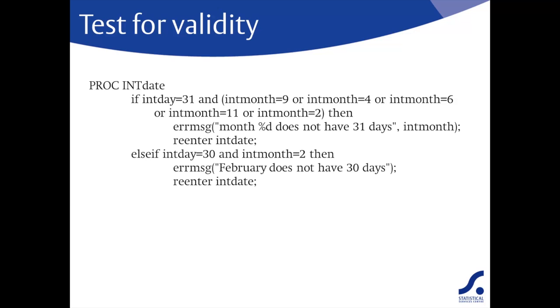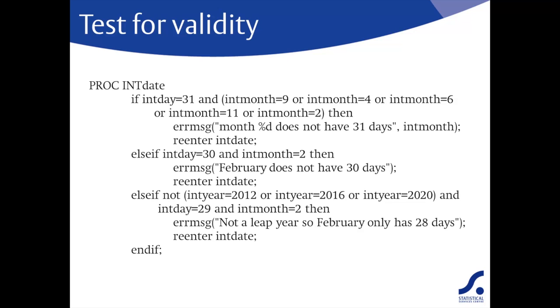The next check is particular to February, which we know never has 30 days. The final check looks for leap years. In the range of years we have set, the only leap years are 2012, 2016 and 2020. If the year is not one of these, but we have a date of the 29th of February, then we have an error.